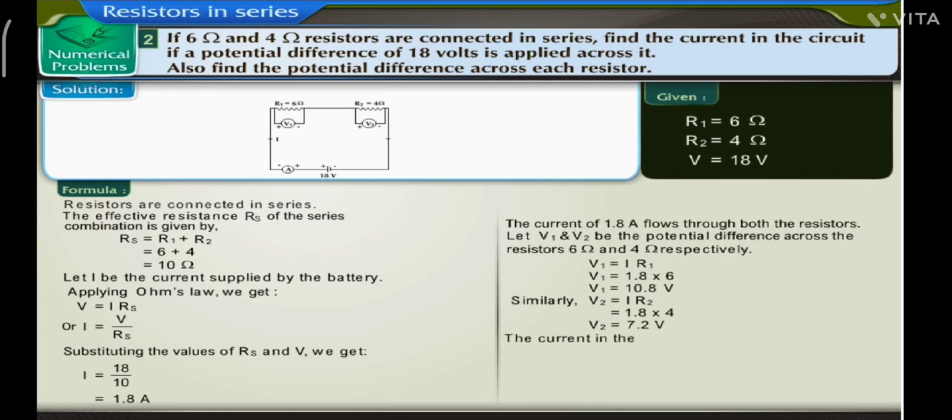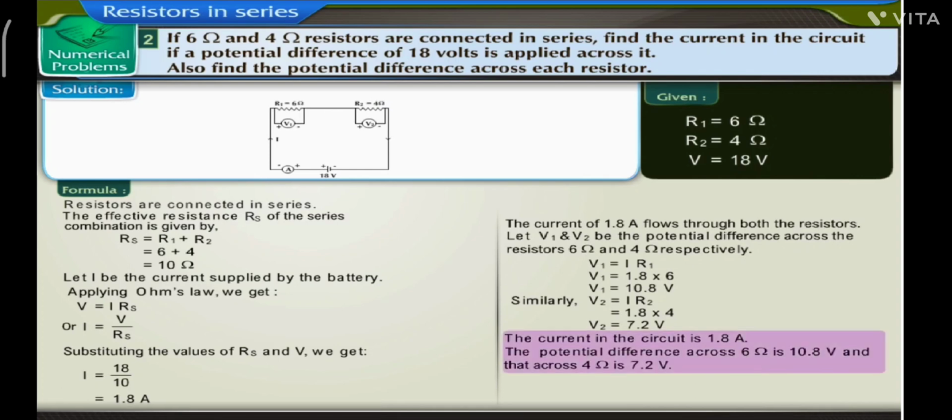Therefore, the current in the circuit is 1.8 ampere and the potential difference across 6 ohm is 10.8 volt and 4 ohm is 7.2 volt. Let us consider parallel connection of resistors and find the effective resistance of the combination.